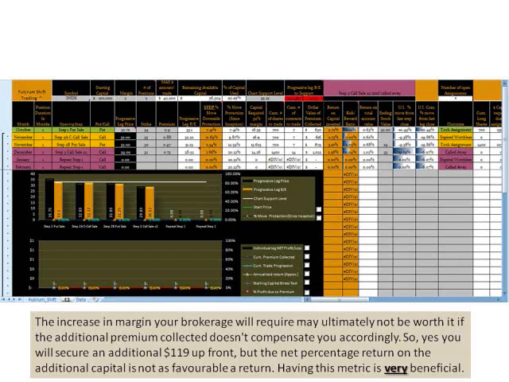The increase in margin your brokerage will require may ultimately not be worth it if the additional premium collected doesn't compensate you accordingly. So yes, you will secure an additional $119 up front, but the net percentage return on the additional capital is not as favorable a return. Having this metric is very, very beneficial.